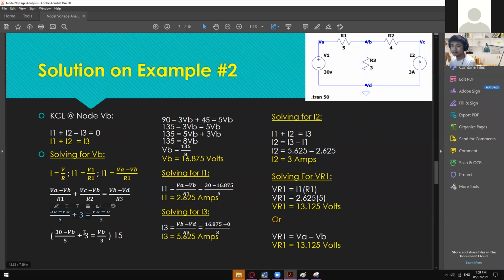And then after that, we have to eliminate now the denominators for an easier way to solve things. So in here, we have to multiply the entire equation by 15 for us to eliminate those denominators. So 15 divided by 5 is 3. And then 3 times 30 is 90. And then 3 times negative VB is negative 3 VB. And then in here, we have 15 times 3 is 45. And then on the right side of the equation, we have 15 divided by 3, which is equal to 5, multiplied to VB is 5 VB. So that's how we got this equation right here.